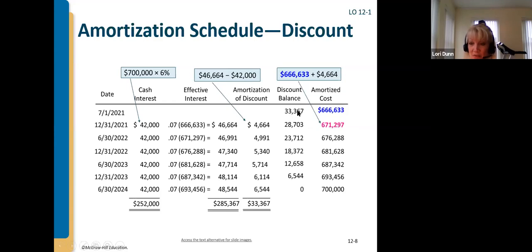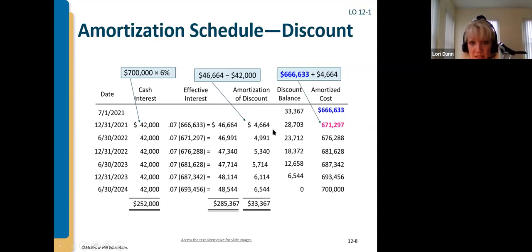So now our discount on bond investment goes from $33,367 down to $28,703. That will cause our bond investment to be $700,000 minus $28,703, or $671,297. So the same way that the company selling the bond calculates the portion of discount that they'll recognize as an expense, the investor does the same thing over at their company to determine how much should be recognized as interest revenue and how much should be taken out of their discount account.